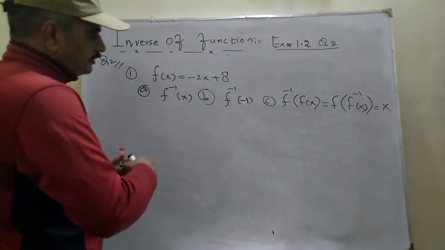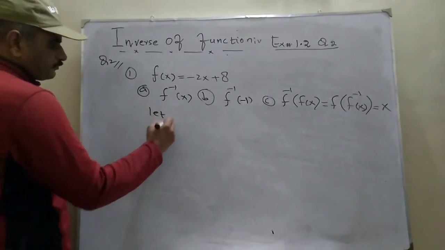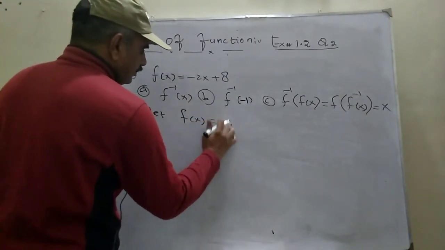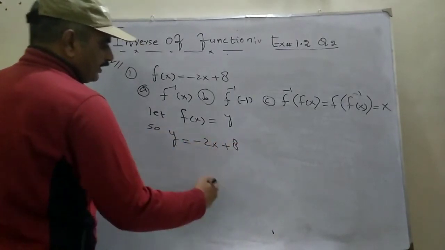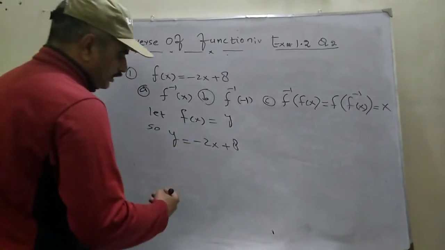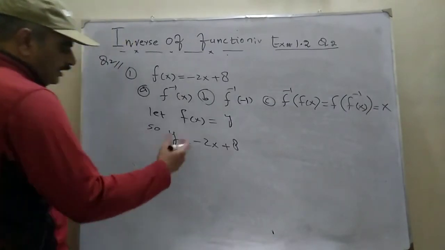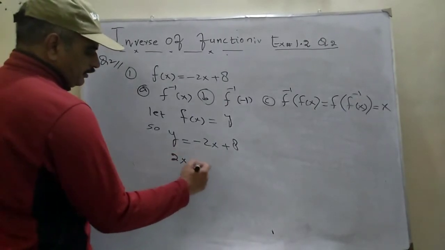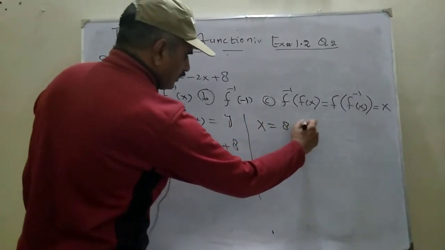And what is the process to find the inverse of the function? The process is, let f of x equal to y. So our function becomes y is equal to minus 2x plus 8. It is a similar way as we use in the domain and range topic to convert the independent variable into the dependent variable and the dependent variable into the independent variable. A little bit of working is involved here. Minus 2x is 8 minus y. So x is equal to (8 minus y) over 2.